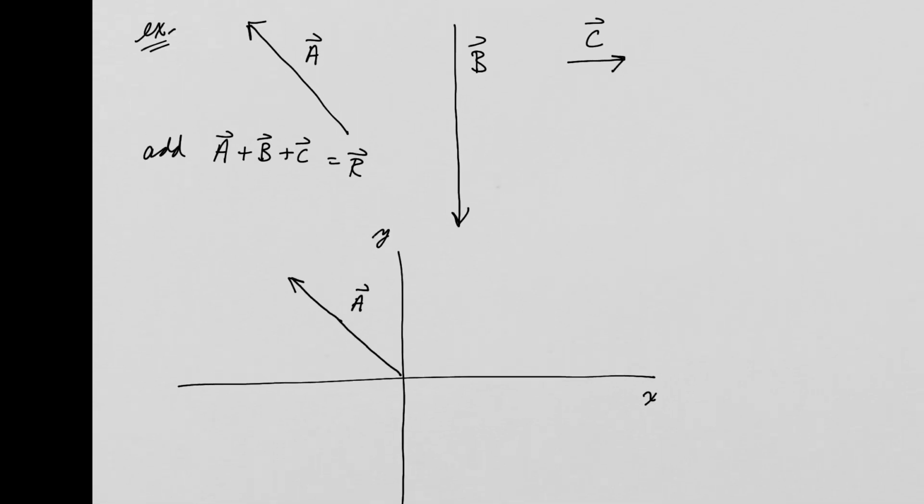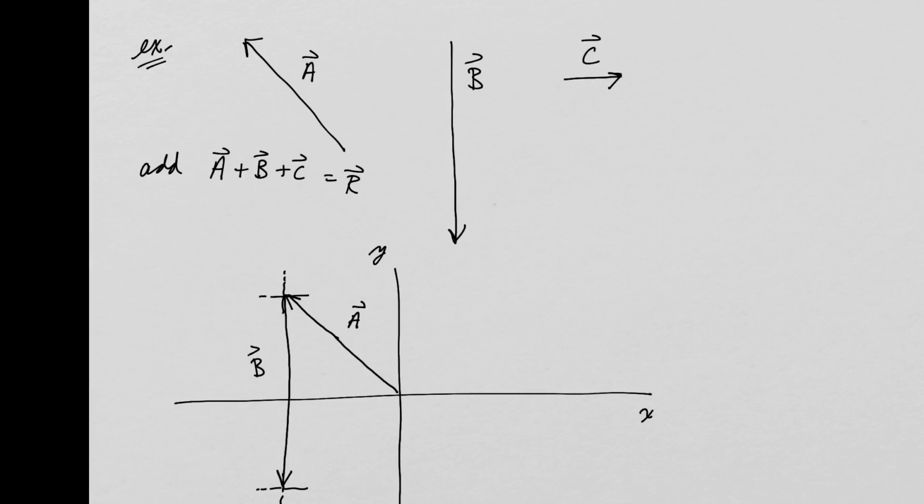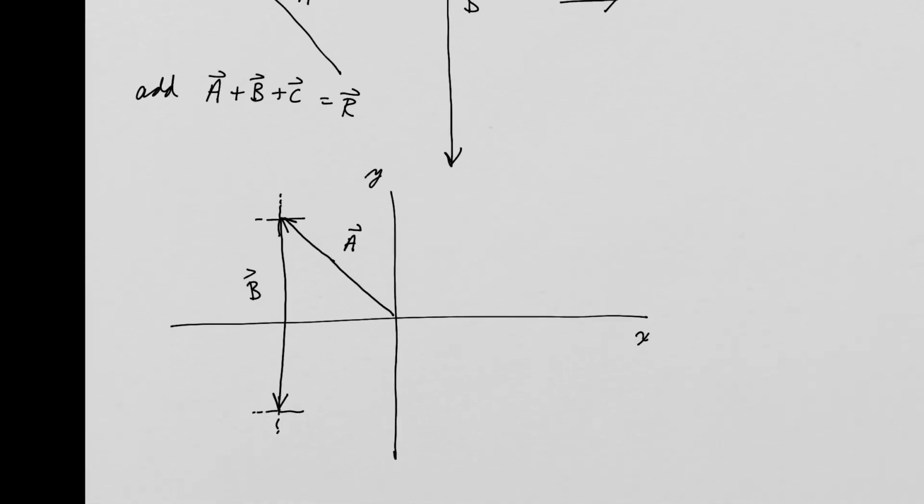Then I would take B, and I would move the tail of B to the tip of A. Some people like to draw a little coordinate system here at the tip of A. Then I move B so that it's at the tip of A, so it would look like this. Let's say that's B. Then I would draw another little coordinate system at the tip of B, and move C so that its tail is at the tip of B. So let's say it looks like this. So this is C. And then what's my resultant, A plus B plus C?